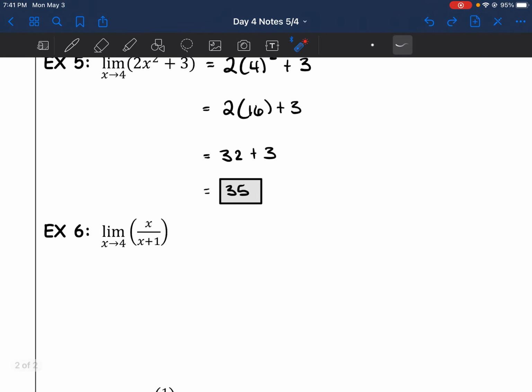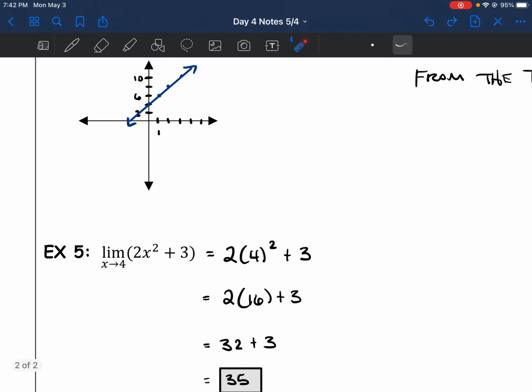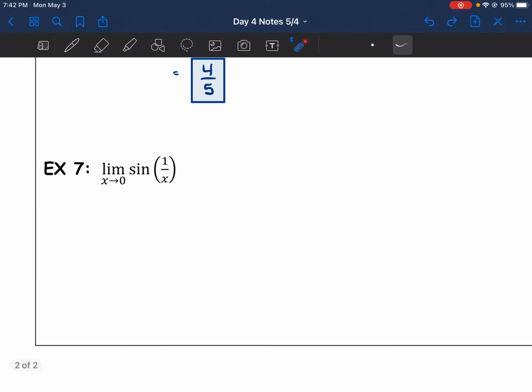What about example 6? Let's evaluate the limit as x approaches 4 of x over x plus 1. Well, again, let's take x approaching 4. Let's plug it in for both of the x values. So 4 over 4 plus 1, which will give us 4/5. That's what our limit is approaching. So you might say, well, what do you mean by if you can evaluate the limit? Because it looks like substituting the number in for x has been working every time. Well, here comes example 7.